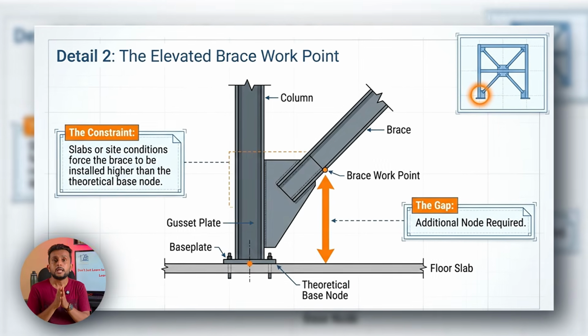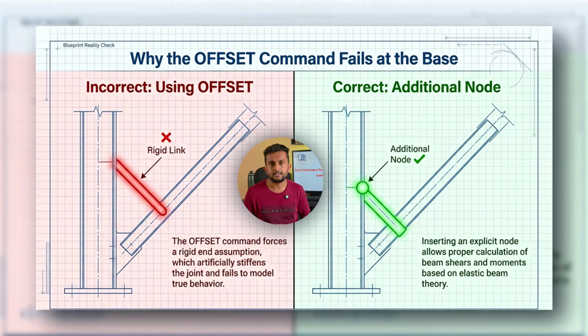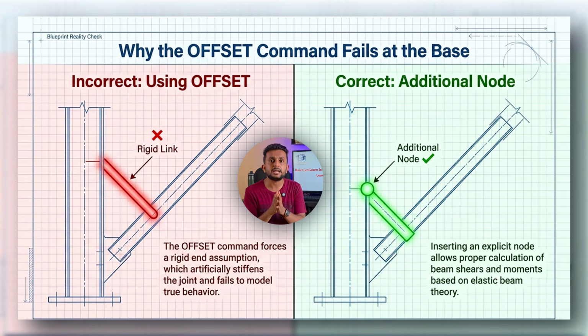Here is detail 2. It is common on real sites to raise the brace work point above the column base, especially when the floor slab needs to be installed before the steel brace goes up during erection. Do not use offset here. Offset assumes a rigid end and this connection is not rigid. Instead, insert an actual additional node at the real brace work point, so STAAD calculates the genuine shears and moments using real beam theory at the point where the force actually acts.